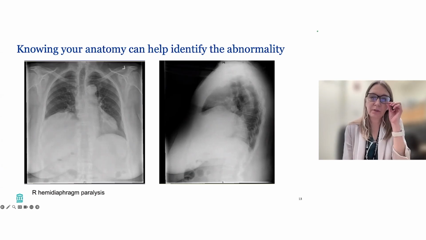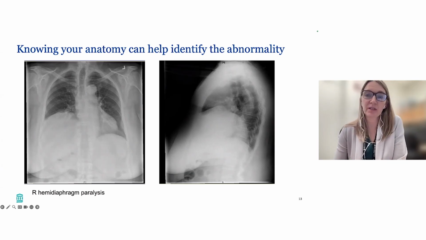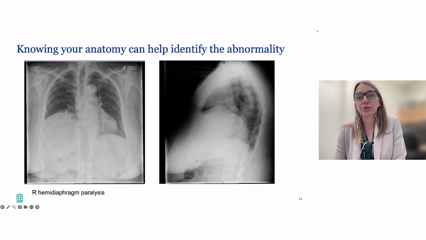One final example of why you need to know normal anatomy. In this chest x-ray, we can see that the right hemidiaphragm is markedly elevated compared to the left. I told you the right diaphragm should be higher than the left, but this is abnormally high. This is a film showing right hemidiaphragm paralysis. Whenever you see this much discrepancy between the 2 hemidiaphragms, you should question at least some degree of diaphragmatic dysfunction.